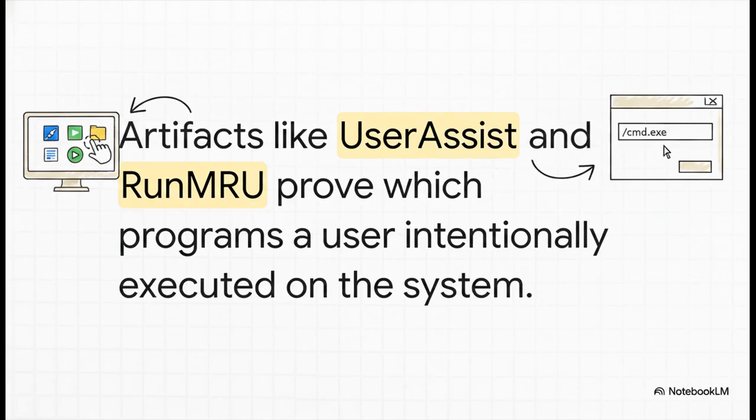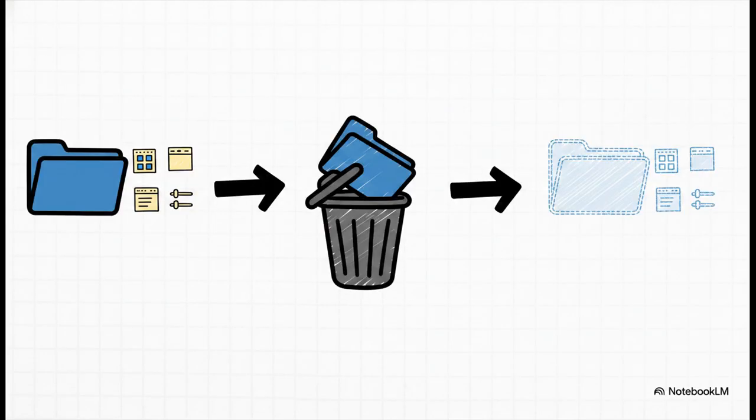And then there are others, like RunMRU, which shows you exactly what commands were typed into the Run dialog box. And what about accessing data? Well, artifacts like shellbags are just fascinating. They store folder viewing preferences, things like icon size and window position. But here's the key. A shellbag entry can stick around long after the folder, or even the entire external drive it was on, has been deleted. It's like finding a digital ghost of a folder, proving it once existed and that someone was looking inside it.